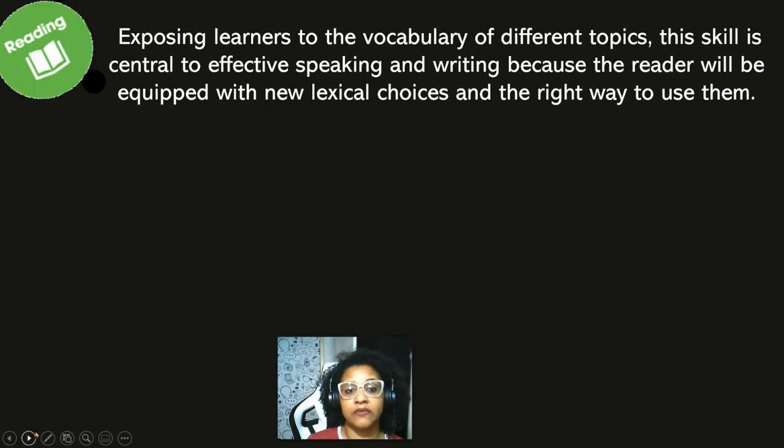And then we have the reading part. Reading is all about exposing learners to vocabulary of different topics. This skill is central to effective speaking and writing because the reader will be equipped with new lexical choices and the right way to use them. This part is really important to address the idea that students should get authentic material. This way, they will be exposed to authentic English. It's really important that this is the focus here.